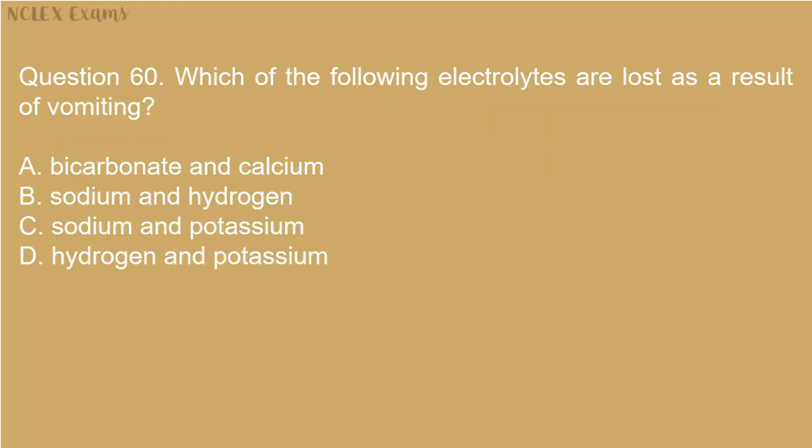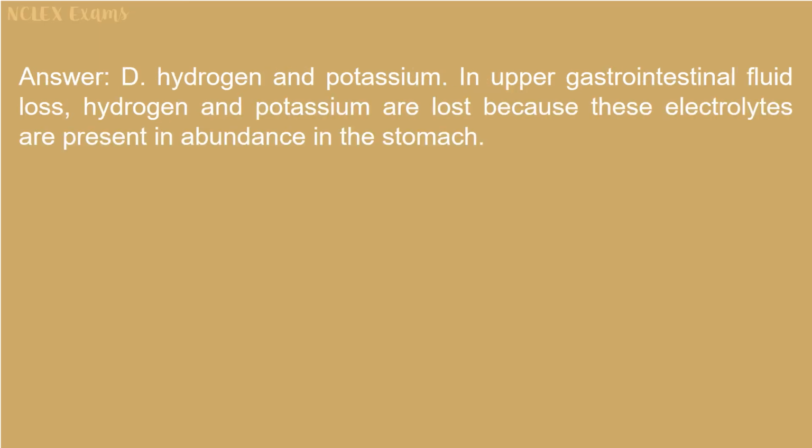Question 60. Which of the following electrolytes are lost as a result of vomiting? A. Bicarbonate and calcium. B. Sodium and hydrogen. C. Sodium and potassium. D. Hydrogen and potassium. Answer D. Hydrogen and potassium. In upper gastrointestinal fluid loss, hydrogen and potassium are lost because these electrolytes are present in abundance in the stomach.